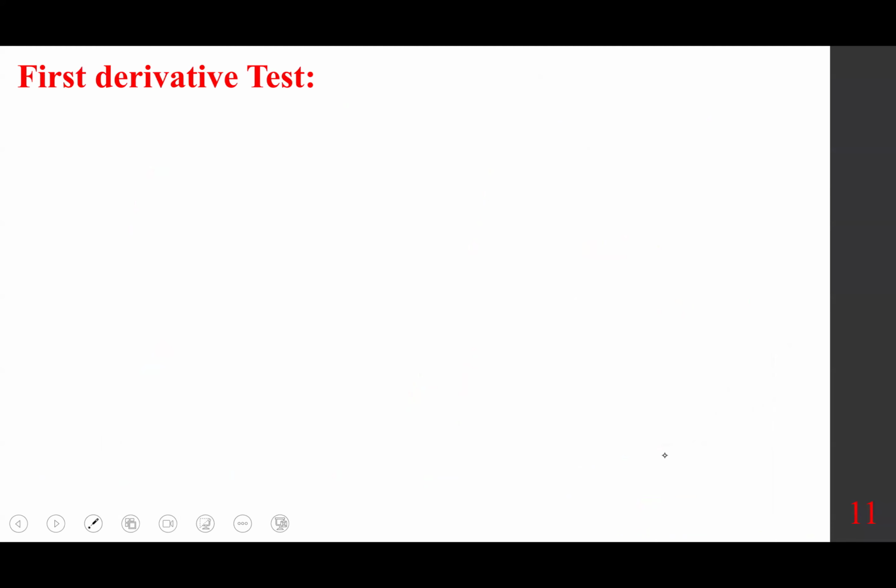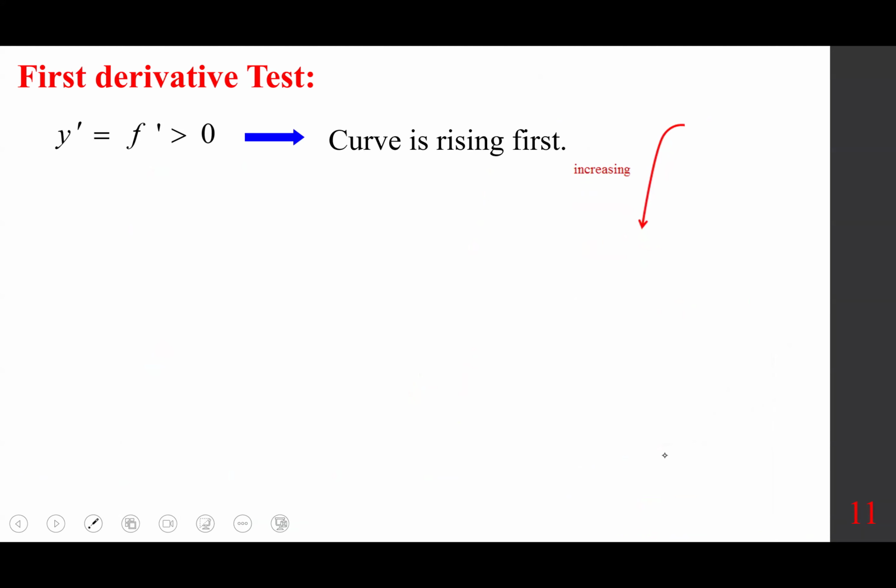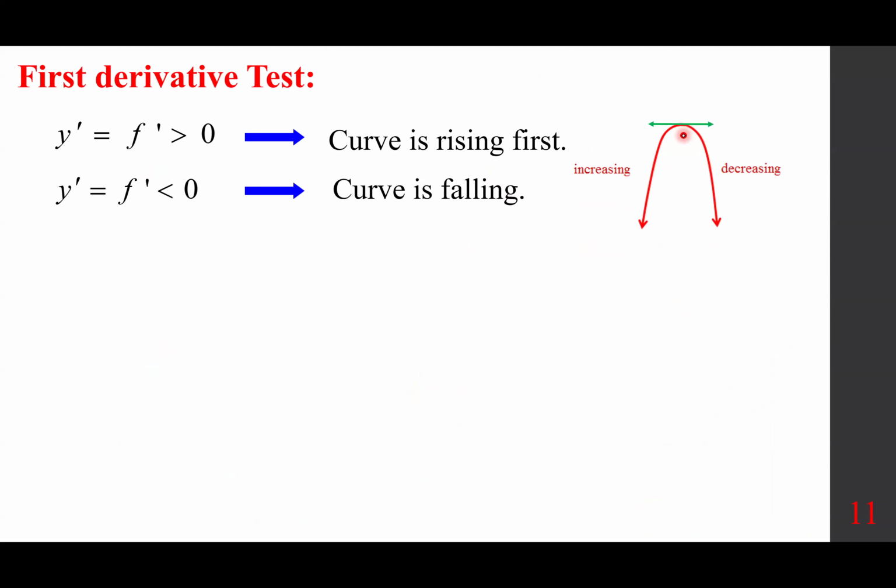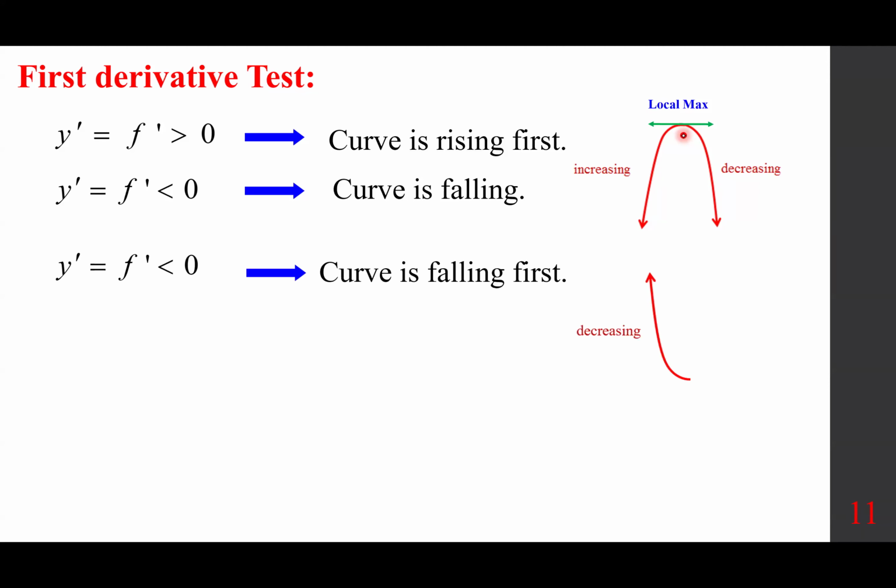All right, what is the first derivative test? If y prime or f prime is positive, then the curve is rising, as I mentioned, increasing. If it's negative, it's falling or decreasing. So what do we create here? A peak, a local max. But if it's the other way around, first it's negative, it's falling first.